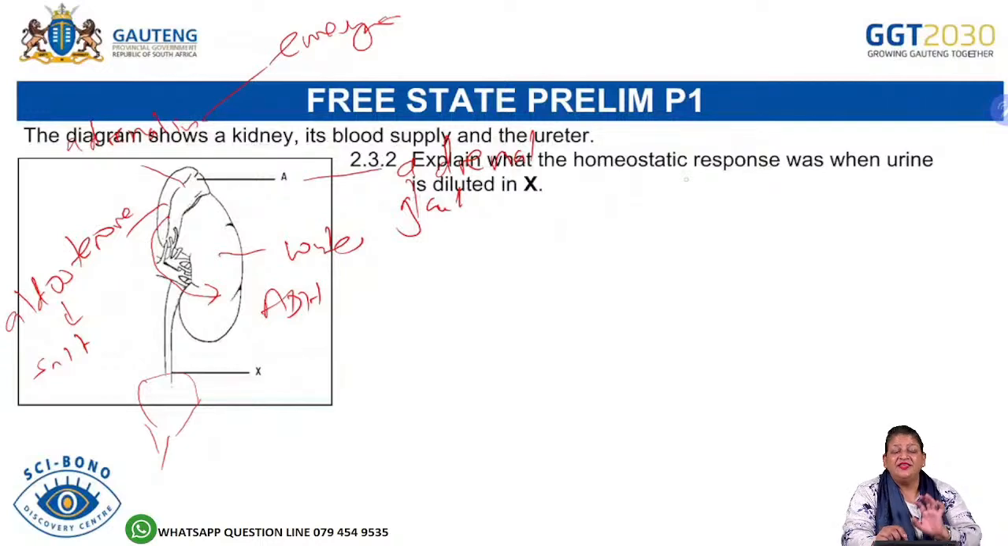Remember, children, these are the difficult questions found in paper 1. When it's difficult, you have more explaining questions, more data interpretation, more analyzing of graphs. So for this, explain what the homeostatic response was when urine is diluted in X. What the response was to cause the urine in X to be diluted.